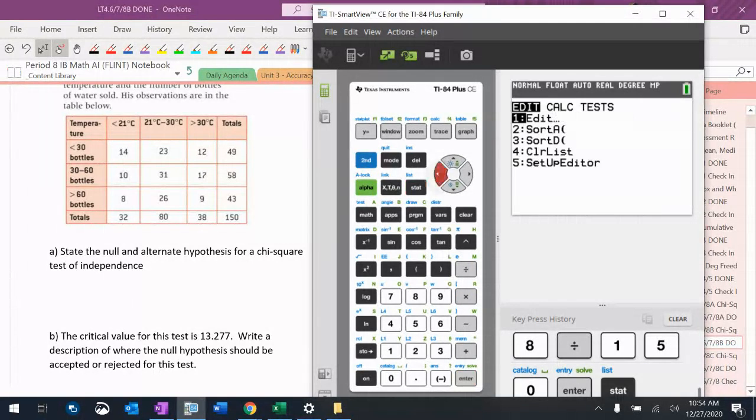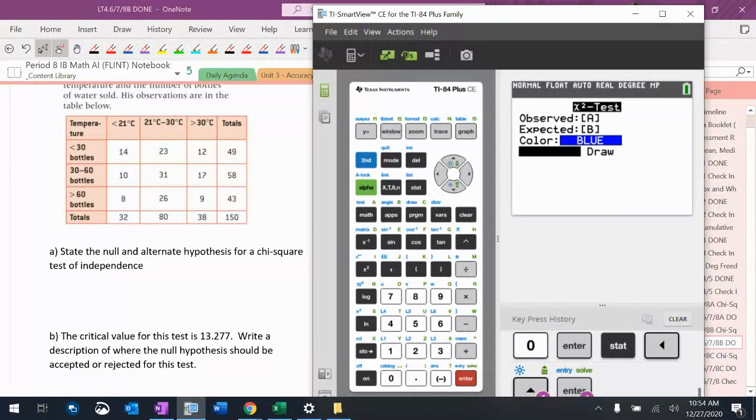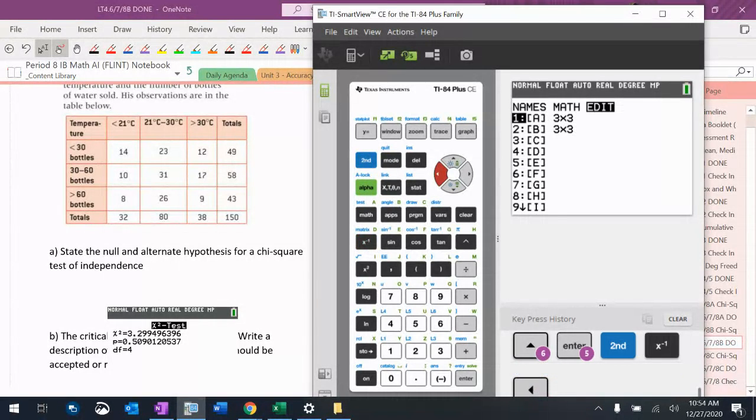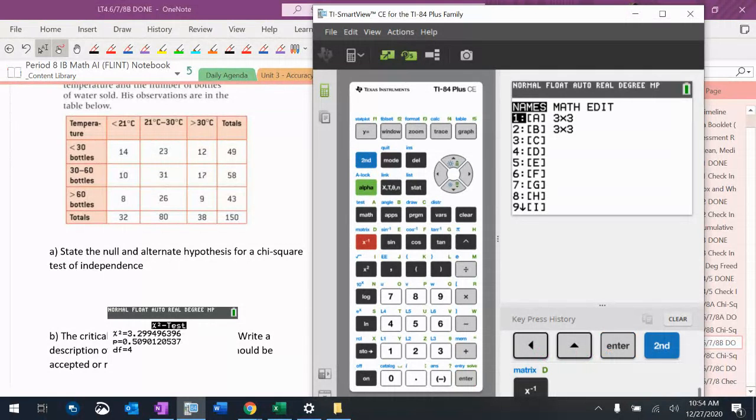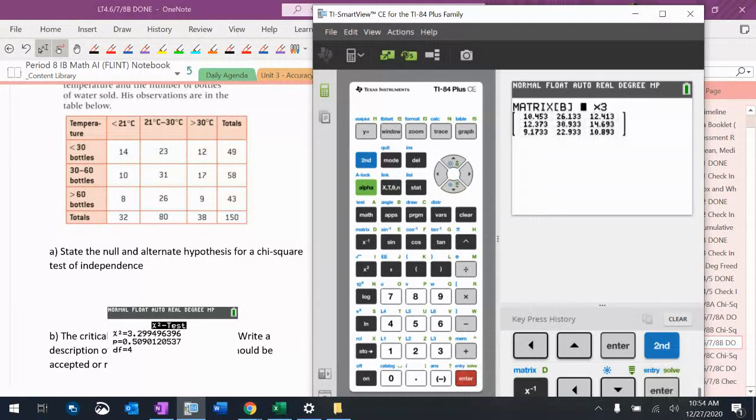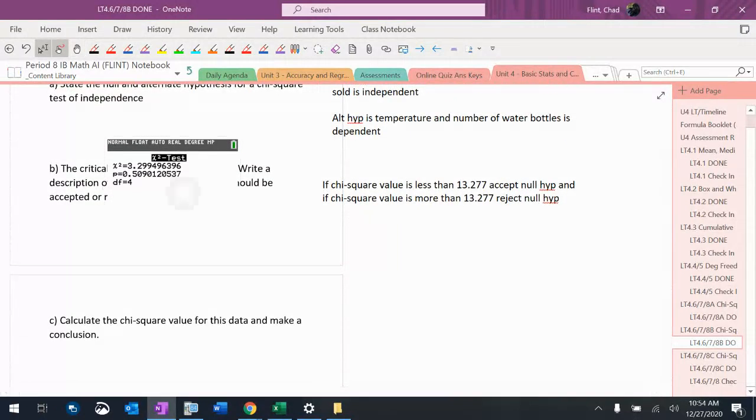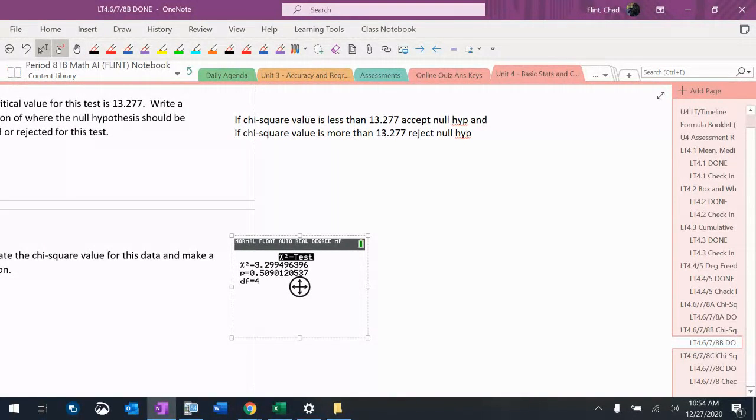So I can hit stat, test, and come up from the bottom to get the chi-squared test. I should have put the matrix in there too. I'm trying to get in the habit of putting this matrix in here. Second matrix. Okay, so now I have my observed frequency, or my expected frequency table, I can show. There is my value. It says if the chi-squared value is less than 13.277, accept the null hypothesis.